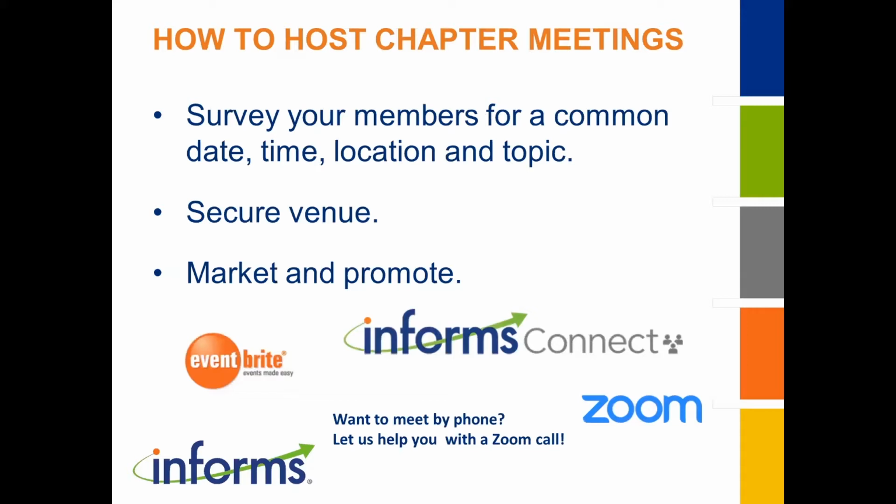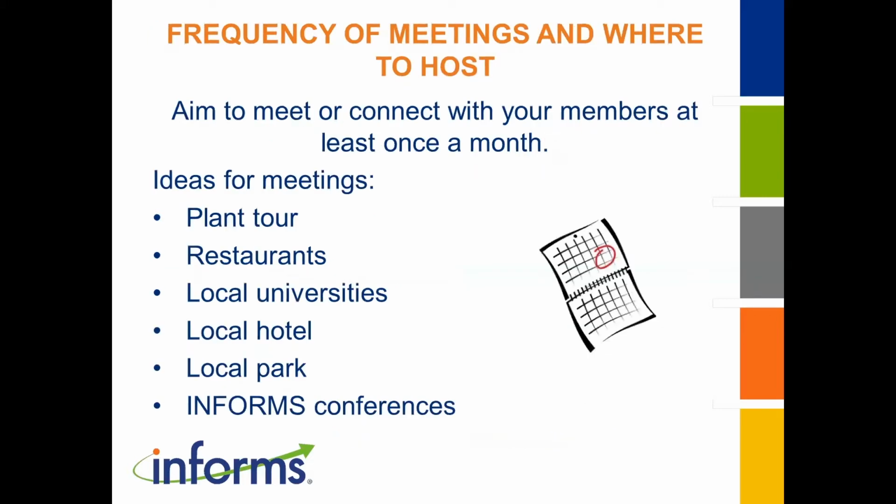Officers should plan to meet monthly, either in person or by phone. Use INFORMS Connect to market and promote your upcoming event, and Eventbrite to monitor registrations. Staff is ready to help you. INFORMS encourages monthly chapter events. This includes in-person events and webinar style events similar to this one. Consistent communication with the members is key to sustaining an active chapter.